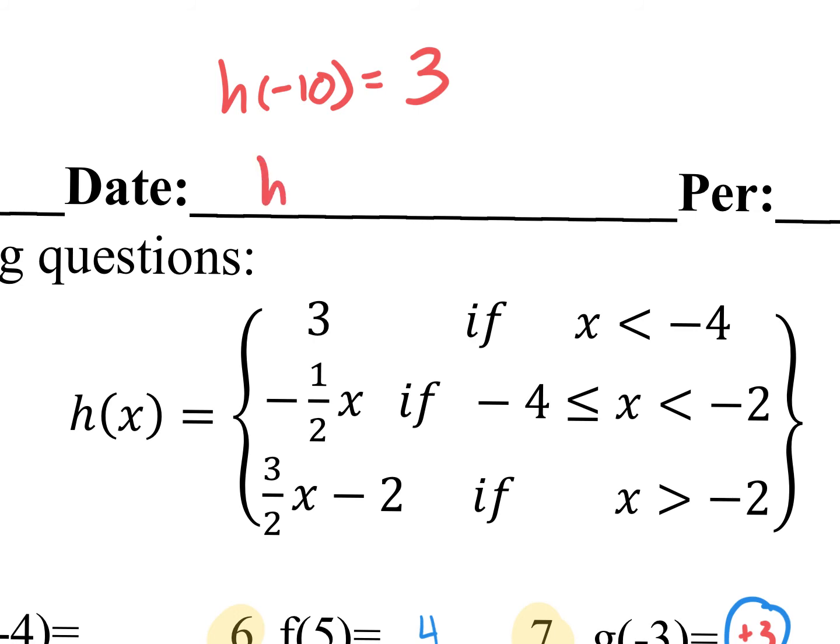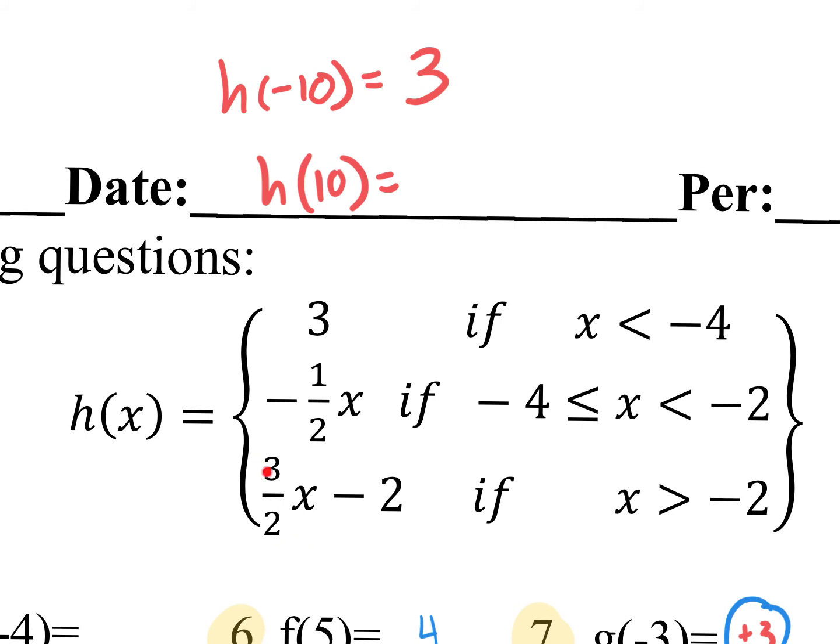How about h of positive 10? You would use a third. Somebody said 13. Yeah. 13 is correct. Now if you're thinking, what the heck? Well, you got to know which one you're going to use. Are we going to use the top one? Is 10 less than negative 4? No. Is 10 between negative 4 and negative 2? No. Is 10 greater than negative 2? Absolutely. So I know I need to use this one.